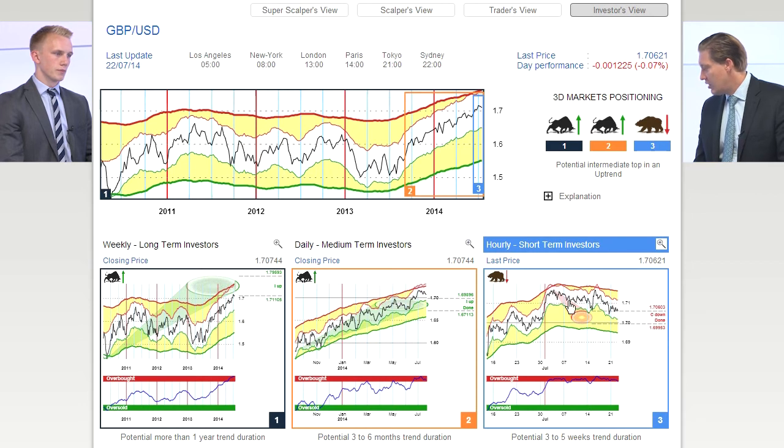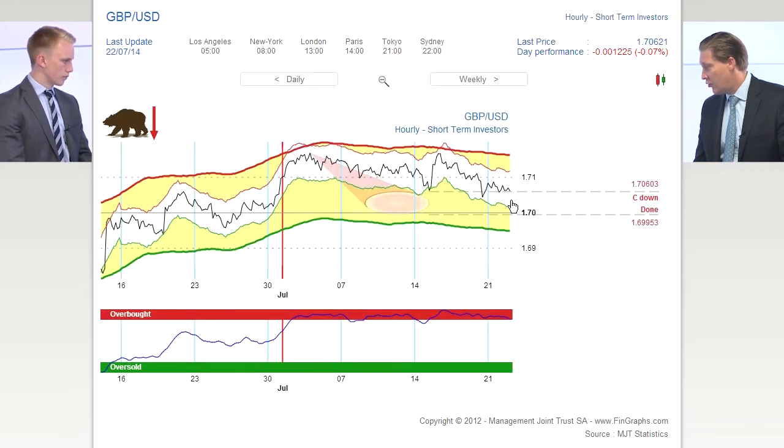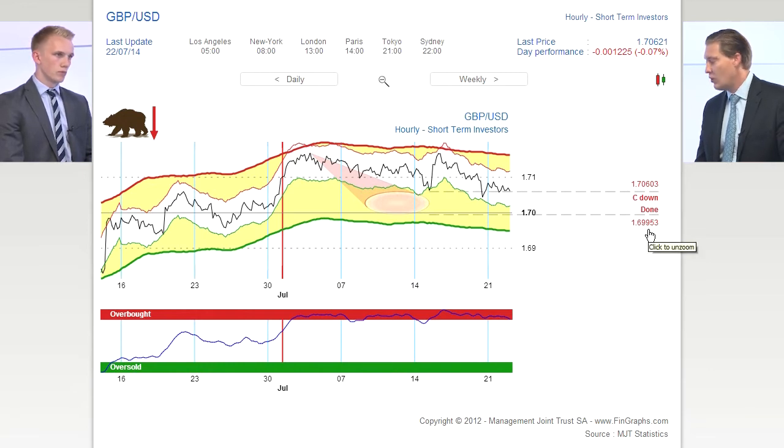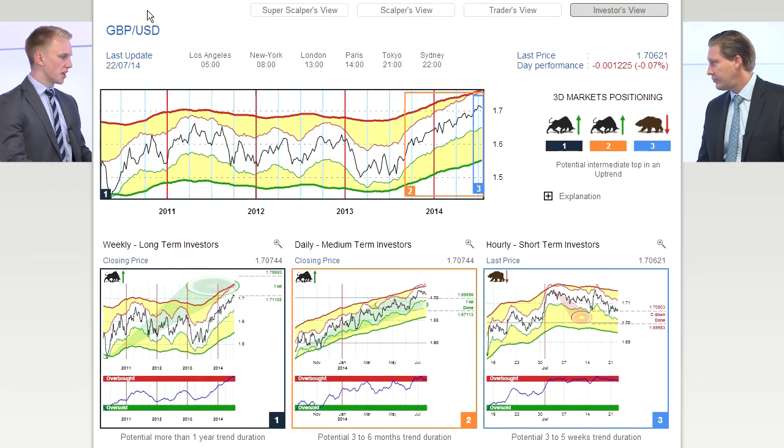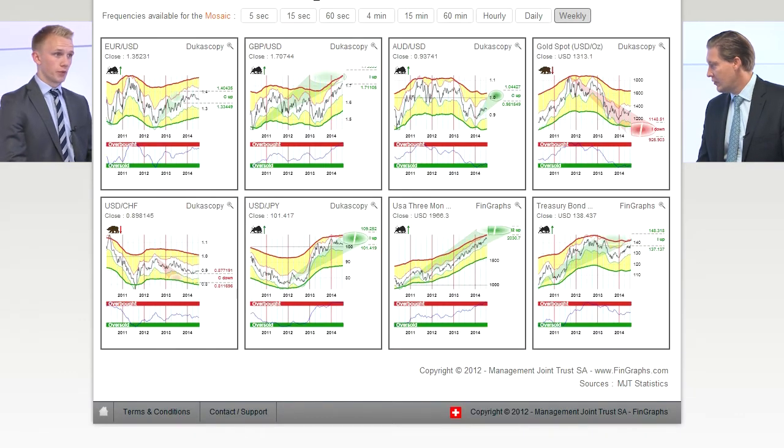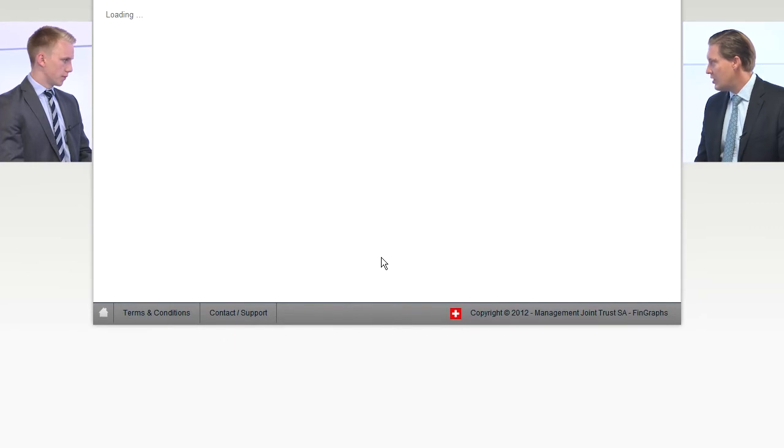And to the downside, the hourly is consolidating. It's only a consolidation for now, but the warning signal would come slightly below 170 if we were to go impulsive on the hourly chart here. Okay, now what are we seeing from S&P and gold as well? Well, let's jump to S&P.